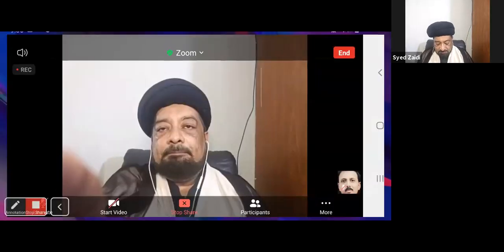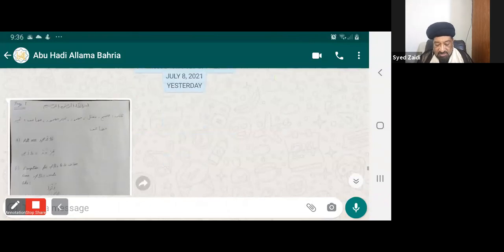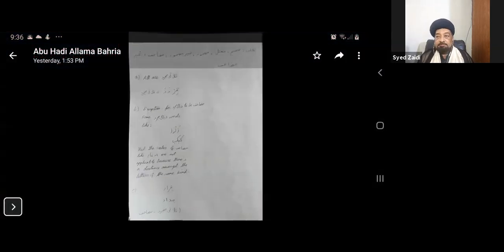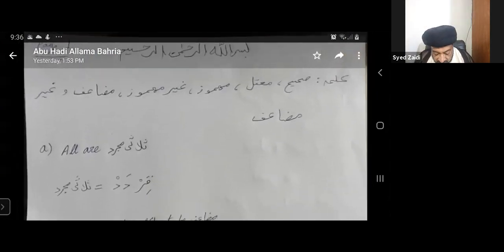If you could share, Jafri Saab, the pages that I've shared with you, page number 1. Sure. And you can divide these words. As I said, all of these words are thulathi mujarrad. There you go. Yeah.